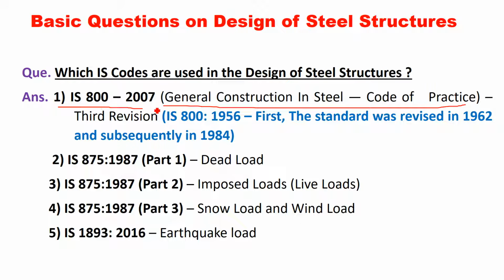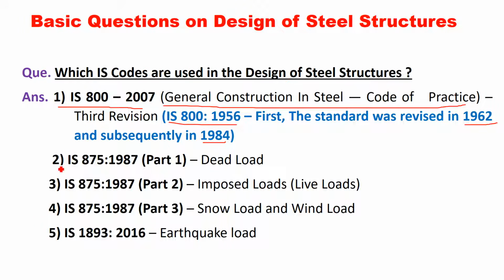So the IS 800 latest revision, that is the third revision of that IS code, is in 2007. The very first time this code was developed in 1956, that is IS 800:1956, and then revised twice, first in 1962 and then in 1984. The latest IS code is IS 800:2007. You must know this IS code name as a civil engineer or structural engineer. This is used for the design or construction of steel structures.